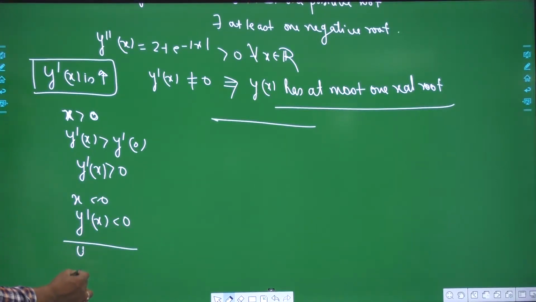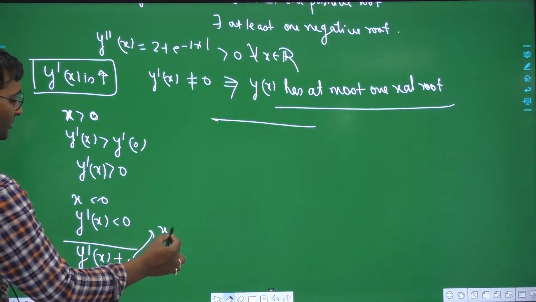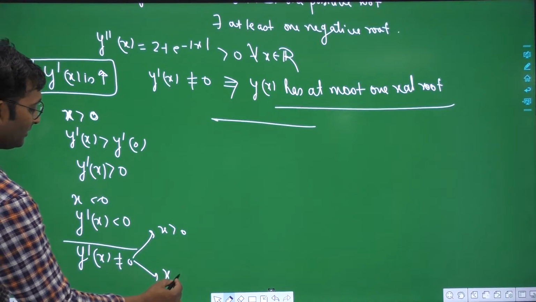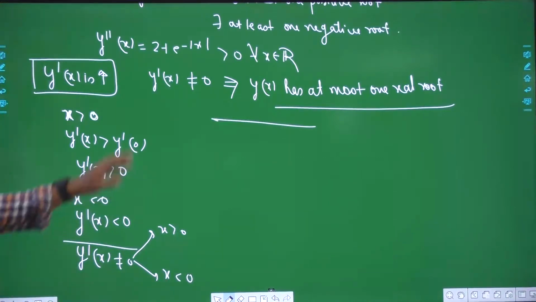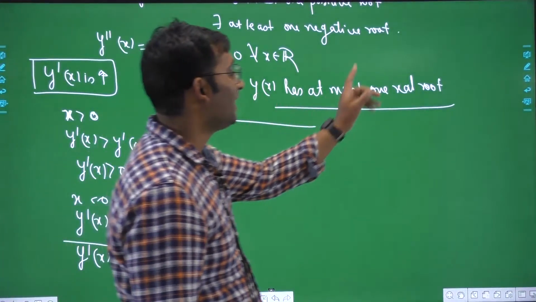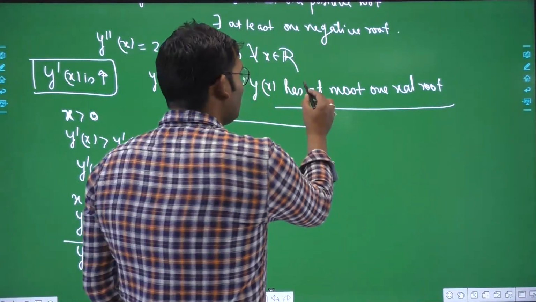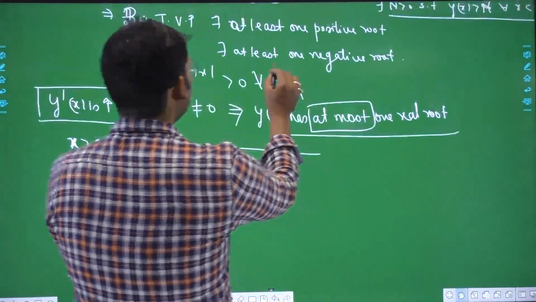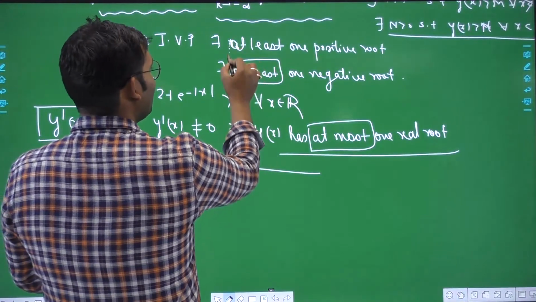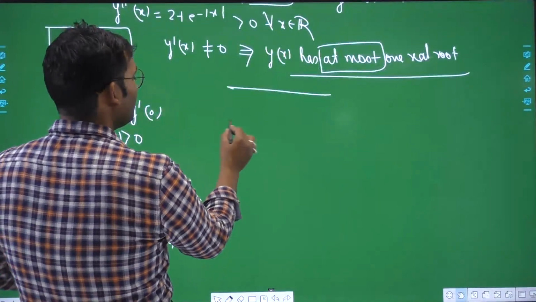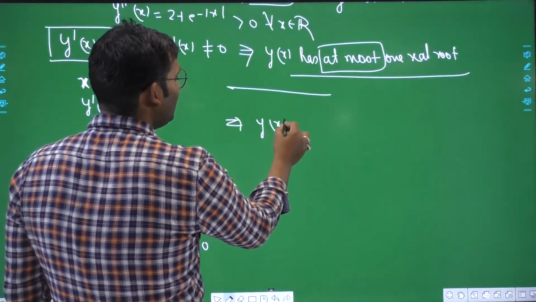इसका मतलब y dash x in short will be non-zero for all x greater than 0, and it will be non-zero for all x less than 0. और मैं कह रहा हूँ जब भी y dash x non-zero आएगा तो y(x) has at most one real root. So at most one real root and at least one real root. It implies exactly one real root. It implies y(x) has exactly two real roots.